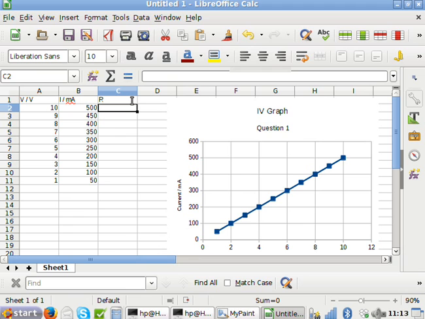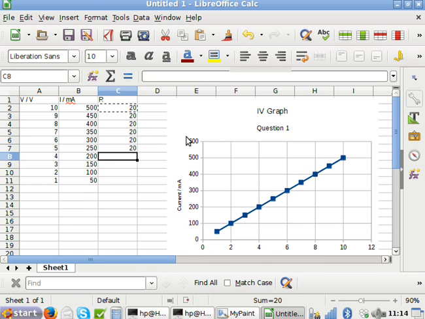So part C, is this material ohmic? Yes. Part D, include a row of resistance. What is the formula for resistance? Yeah, V over I. So if I just include V over I.